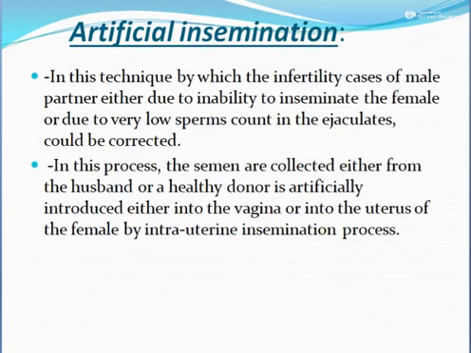Next, we have artificial insemination. In this technique, the infertility of the male partner, either due to inability to inseminate the female or due to very low sperm count in the ejaculate, could be corrected. That means correction can be done through artificial insemination. In this process, the semen, that is the sperm, is collected either from the husband or a healthy donor and is artificially introduced, either after manipulation of the husband's sperm or if we take the donor sperm.